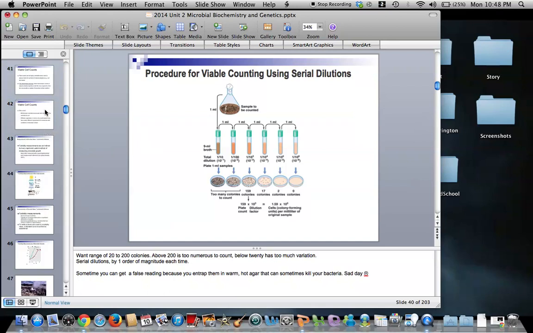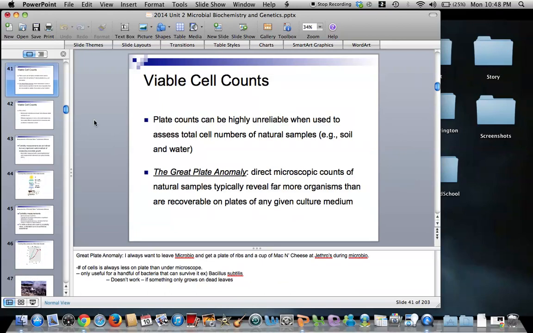Alright, the basic procedure is you have a bunch of serial dilutions that you plate, 20 to 200. You want to go by one order of magnitude each time you dilute. Sometimes you can get a false reading because in the pour plate method you can kill your bacteria by heating them too much. Maybe we'll get to heat sterilization today.